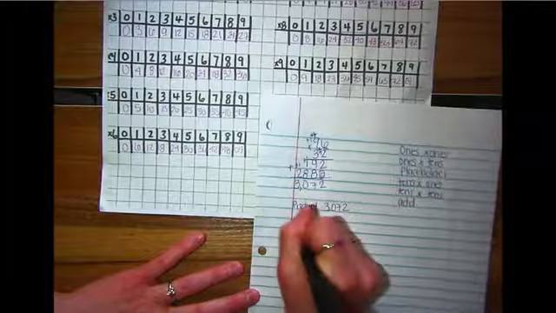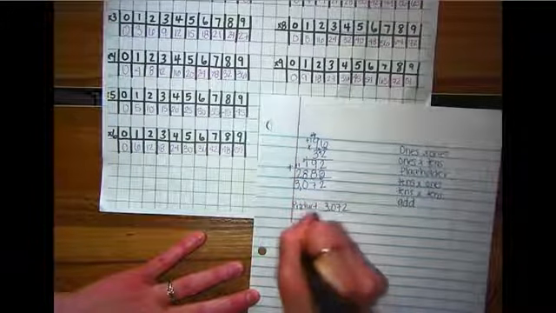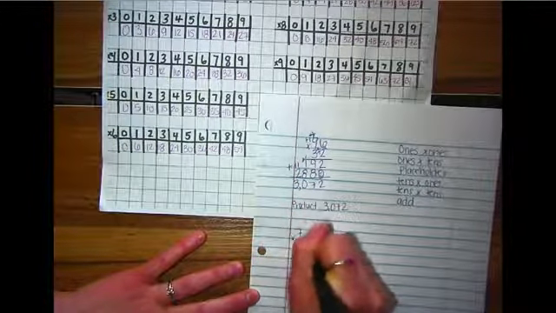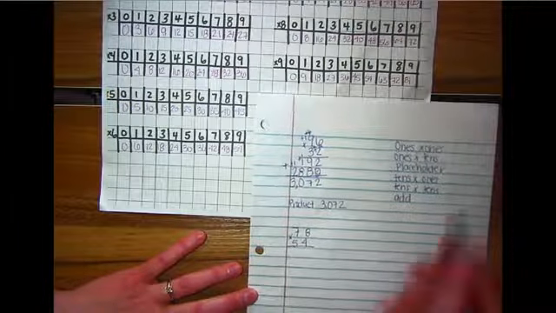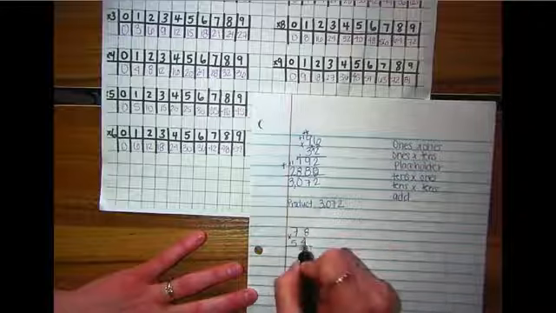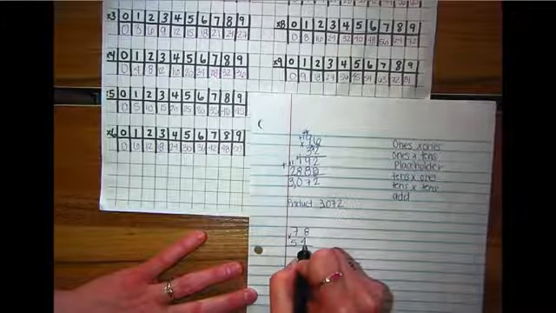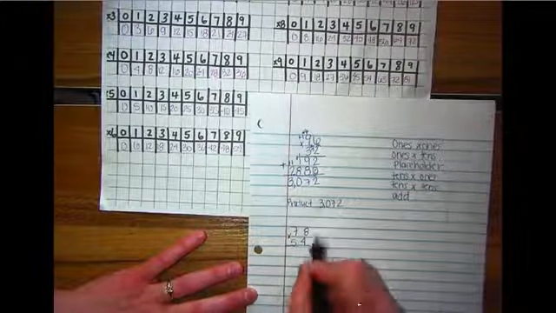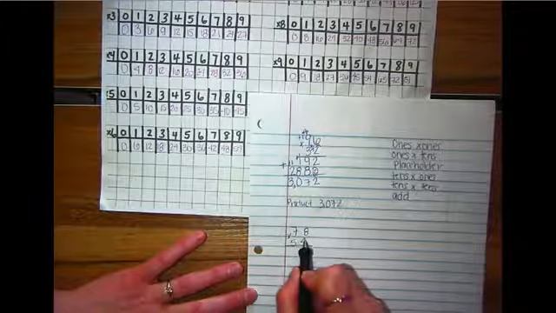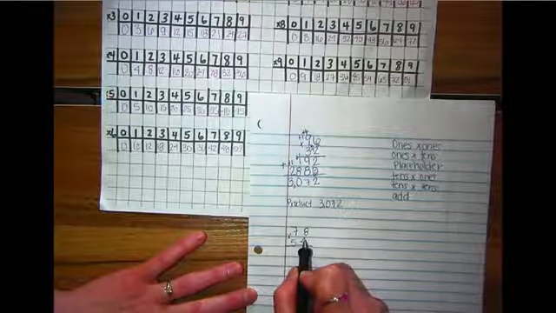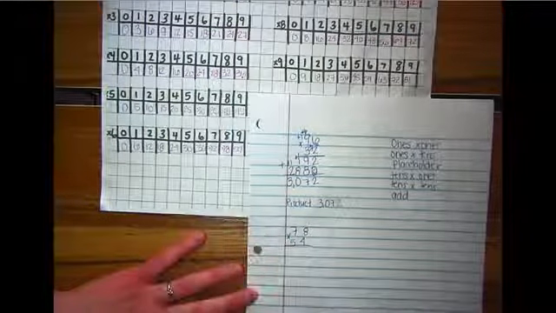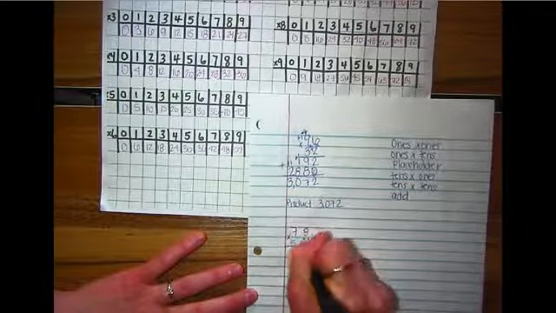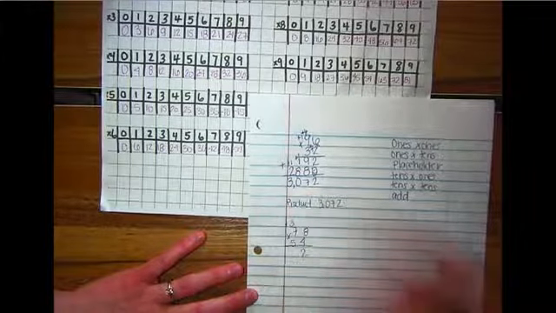Next, I'm going to model the problem 78 times 54. I'm going to use the same steps as I did above. So I'm going to start with the ones place on the bottom and the ones place on the top. This time I will use my 4 multiplication chart to help me. 4 times 8 equals 32. Drop that 2, regroup the 3.